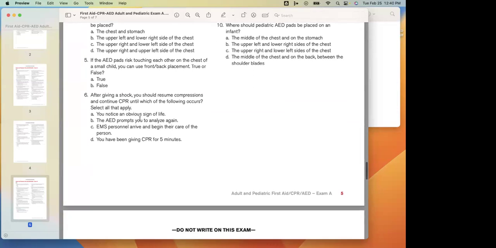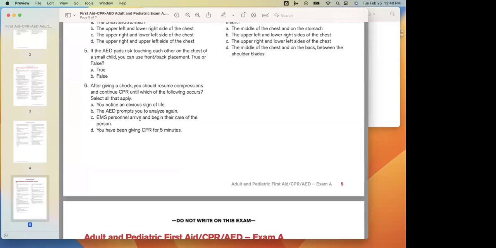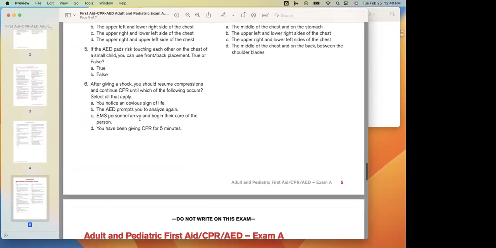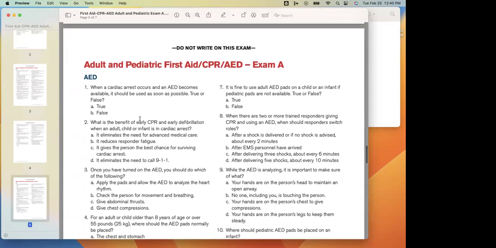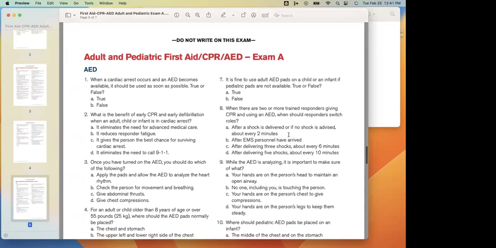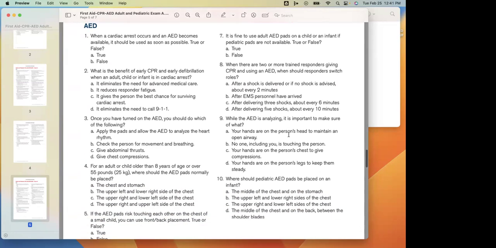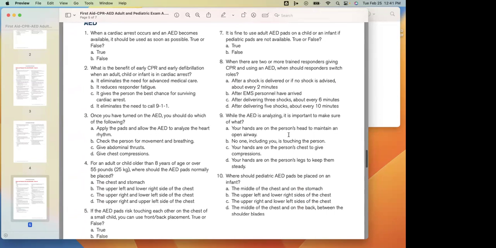True or false? Number 6, after giving a shock, you should resume compressions and continue CPR until which of the following occurs? Select all that apply. Number 7, it is fine to use adult AED pads on a child or infant if pediatric pads are not available. True or false? Number 8, when there are 2 or more trained responders giving CPR and using an AED, when should responders switch roles?